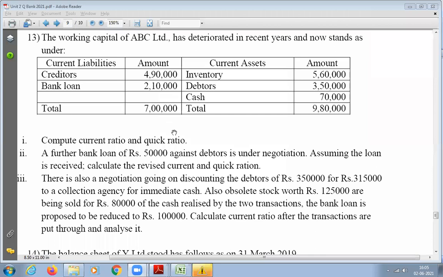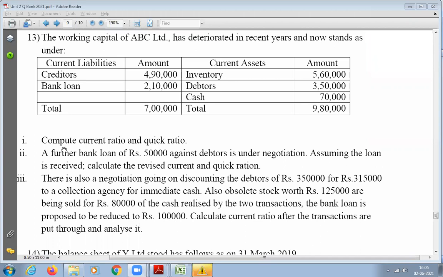Okay, yeah. So the working capital of the company has deteriorated. What do you mean by working capital? Current assets minus current liabilities. Yeah, the net current assets are not good. It's going down and down every year. So they want you to analyze the working capital. It is nothing but your current assets and current liabilities, and then you have to analyze and tell them.